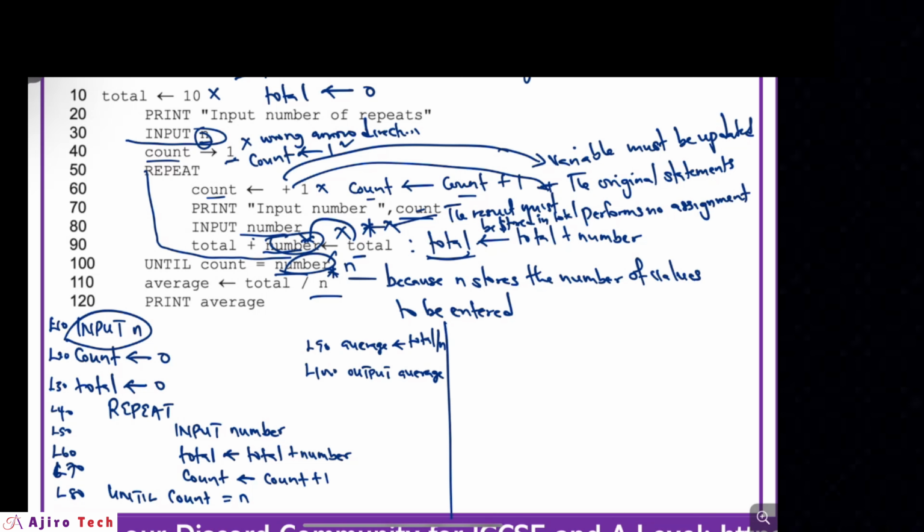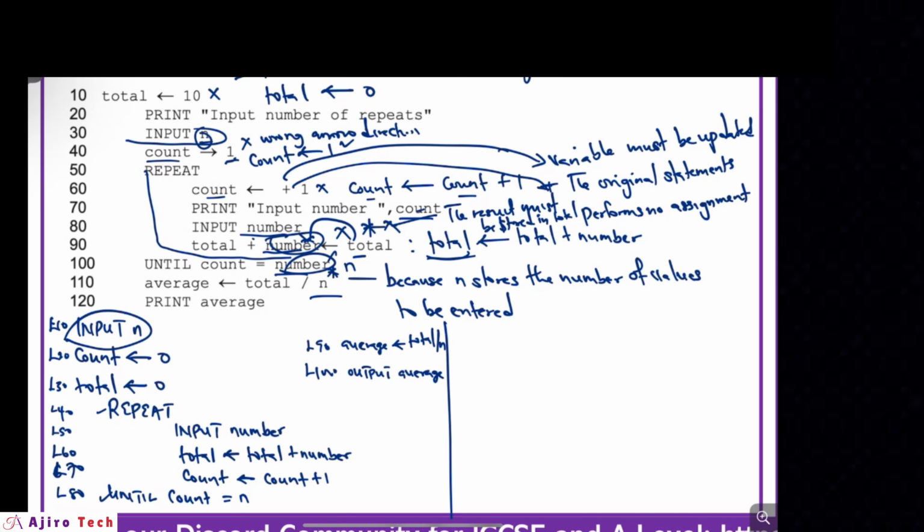So it's only the same. The only difference was that there was a print input number count, and the count kept incrementing, right? It will increment by 1, and then you print the number. So here, this is for the repeat until.